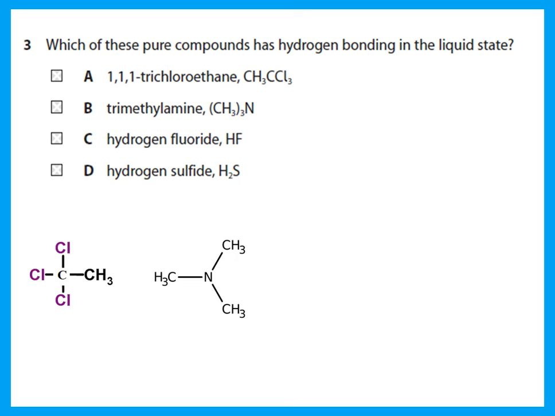Trimethylamine: also, we don't have a hydrogen bonded to an electronegative element. But in HF, you can see that fluorine is a very electronegative element. I have hydrogen attached to fluorine. So these molecules will have hydrogen bonding between them. H2S: sulfur is regarded as having very low electronegativity, so this will not form hydrogen bonding. So the one that forms hydrogen bonding is HF.